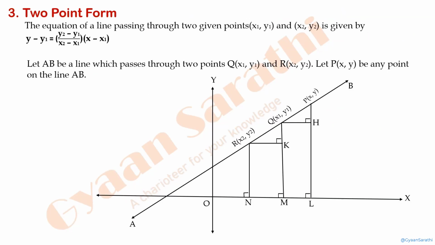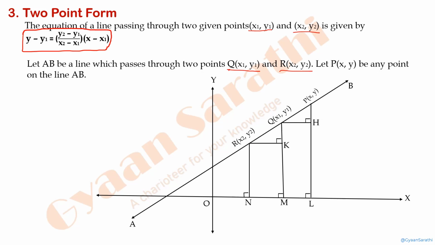Let's move ahead. Now we have the 2-point form. So the equation of a line passing through two given points, that is x1 y1 and x2 y2, is given by y minus y1 is equal to y2 minus y1 by x2 minus x1 into x minus x1. So this is the equation of the line in 2-point form. Let's see how do we get this. So let us assume a line AB, as you can see here in the figure, and we have 2 points Q x1 y1 and R x2 y2 on the line. Now we assume a point P x comma y on the line AB.